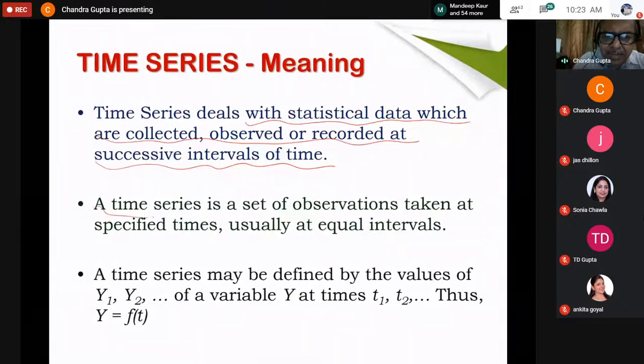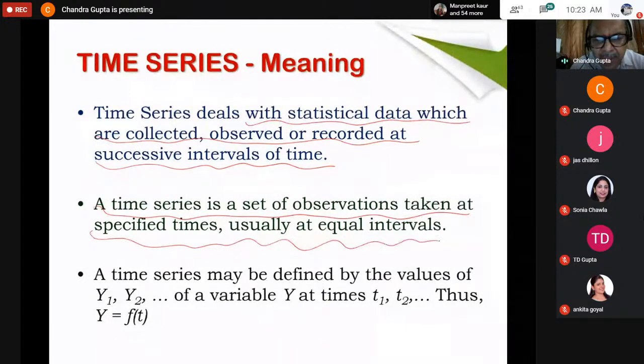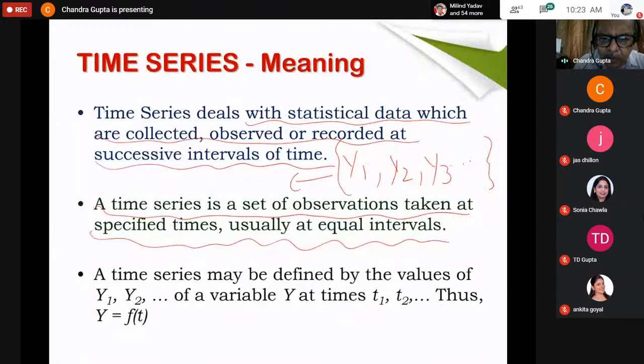A time series is a set of observations taken at specified times, usually at equal intervals. So you can have y1, y2, y3. If you take a set of it, that is what is called your time series. You can visualize a time series as a function of time.